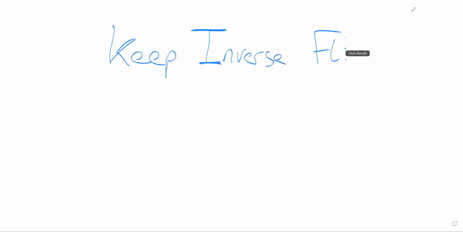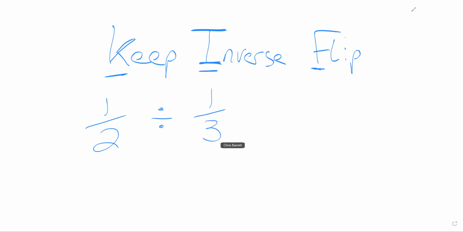For division, I'm hoping you might remember this, but it's my mate Kif. Keep, inverse, and then flip. So our mate Kif, K-I-F. Right. So if we have the same, it's 1/2 divided by 1/3.